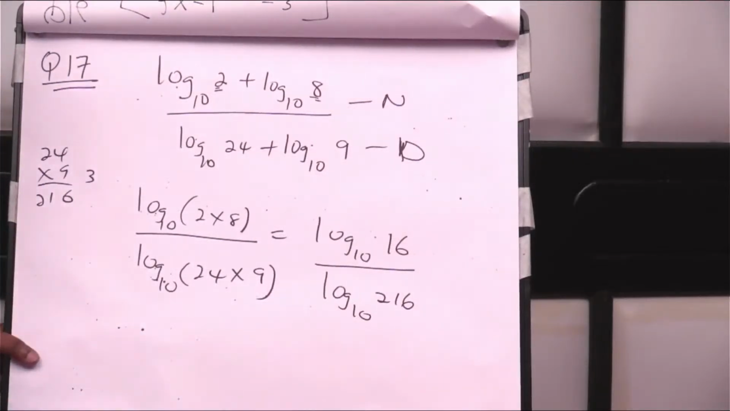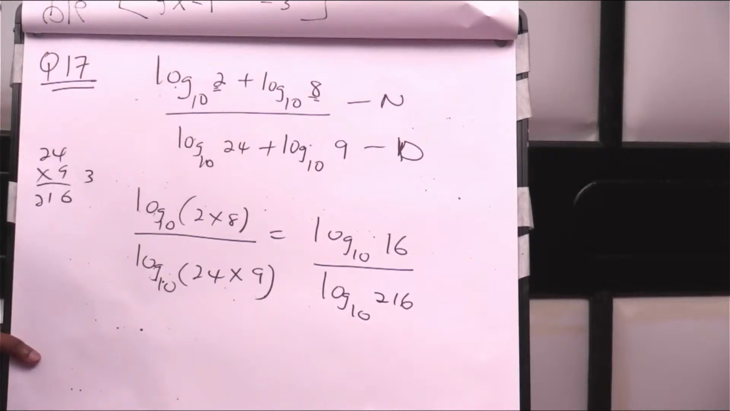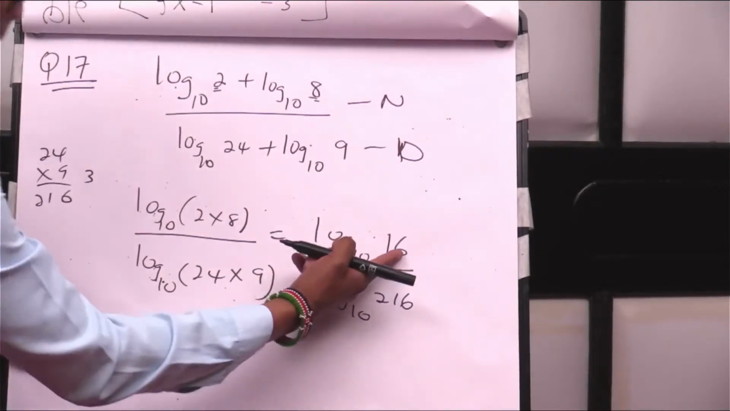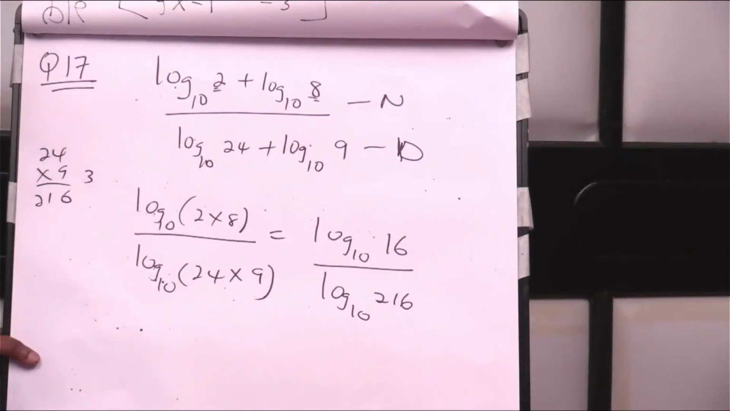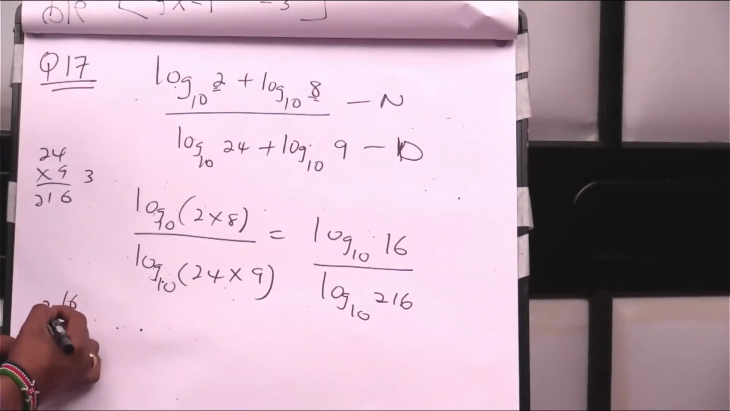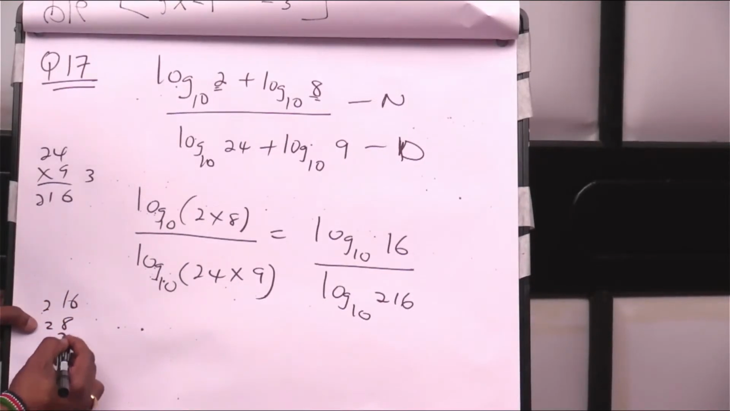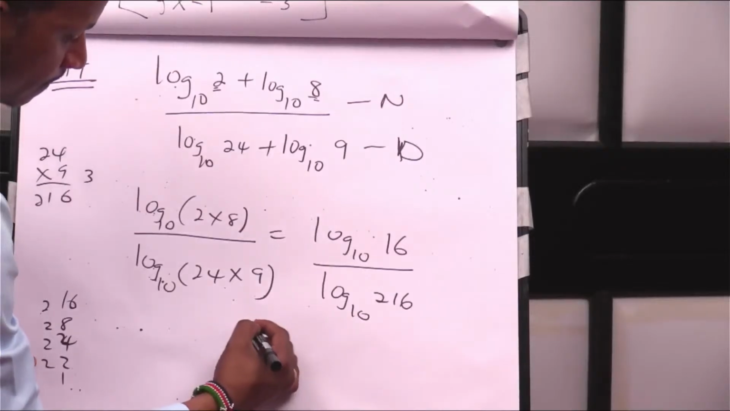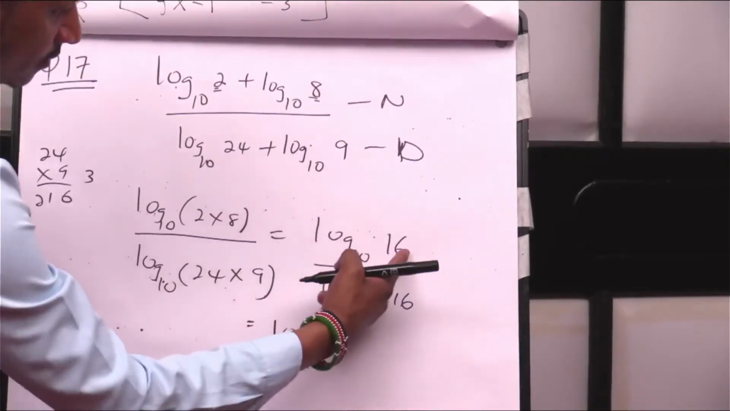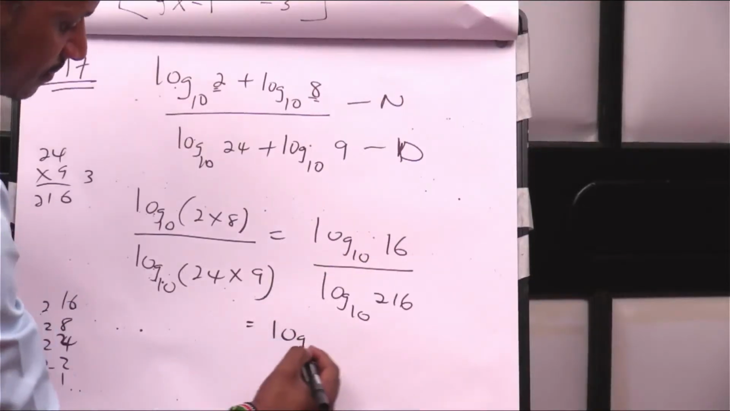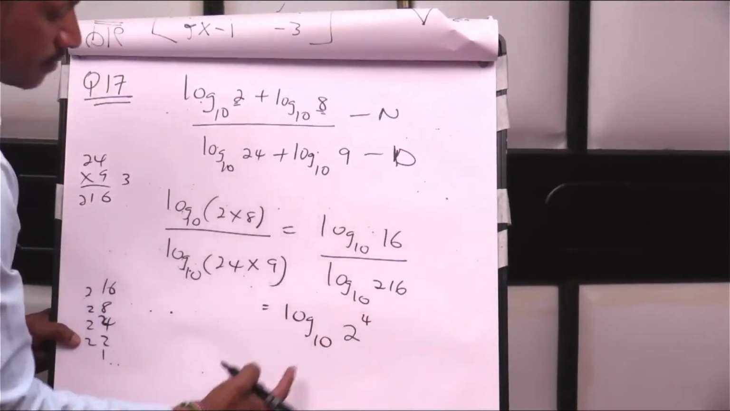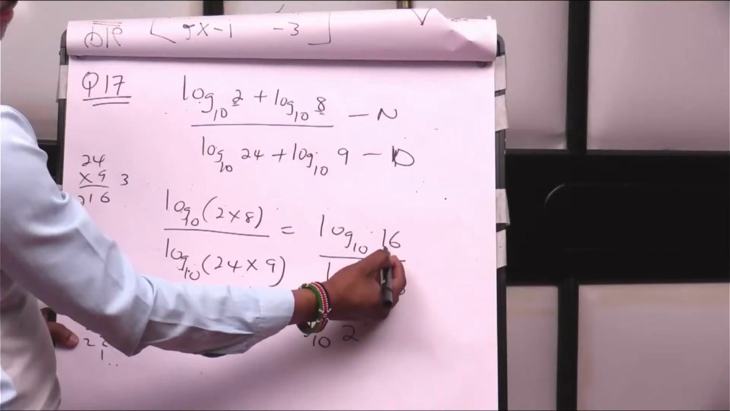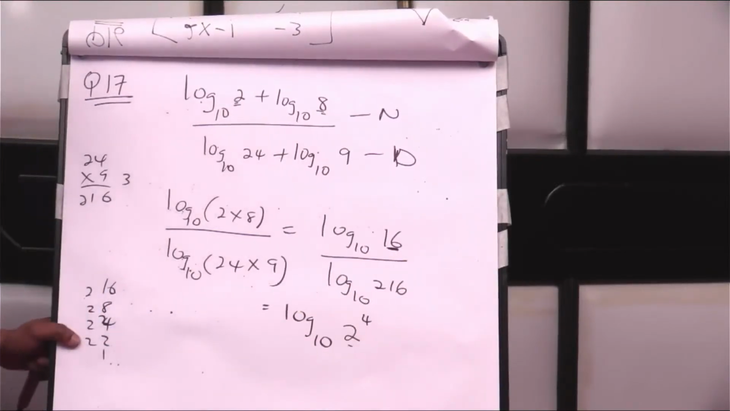Then further simplify this. Remember, you're told not to use tables. So get factors of 2. We want to make the bases the same. Factors of 16: 2, 8, 2, 4, 2, 2, 2, 1. So log to base 10 of 16 is the same as log of 2 raised to power 4 to base 10. I've just rewritten this 16 in this form.